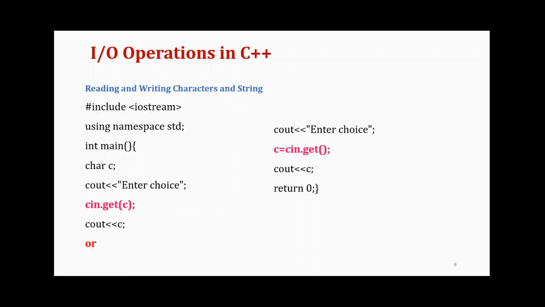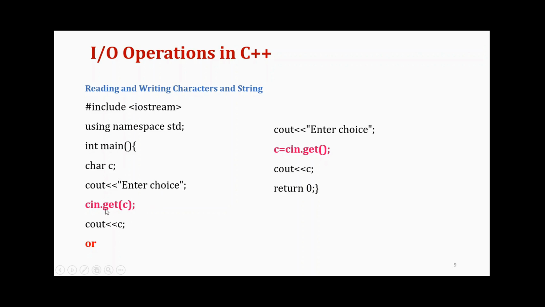So next, let us see reading and writing by a single character. Let us assume this code. iostream is the header file for C++ input output stream, right? So, variable declaration, and I'm asking the user to enter a choice. The user is entering one single character.